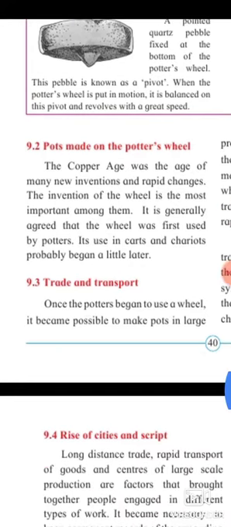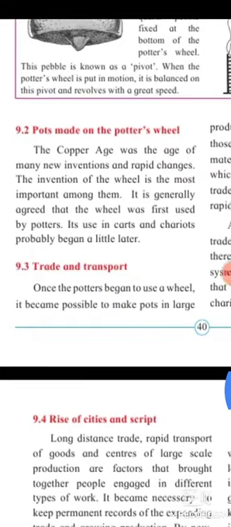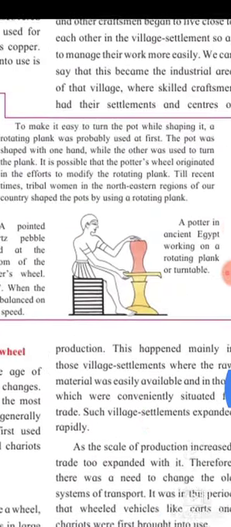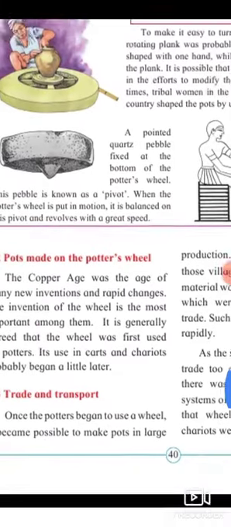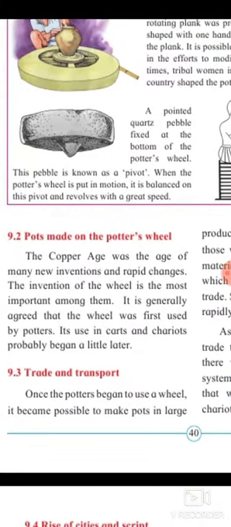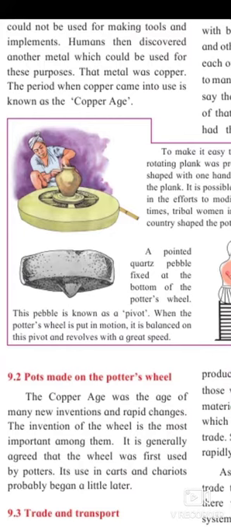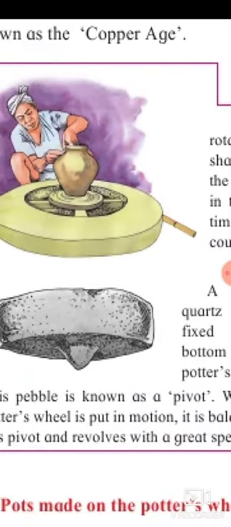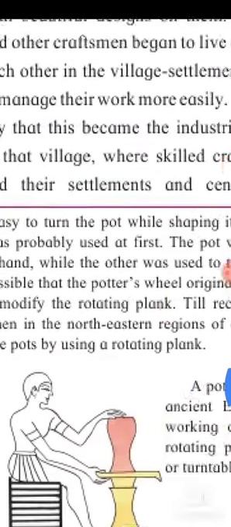9.3. Once the potters began to use a wheel, it became possible to make pots in large numbers. Once they used the wheel, they could create a large number of pots in a few minutes. So this is a wheel. It can rotate very fast, and that is why they could create a large number of pots in a short time.